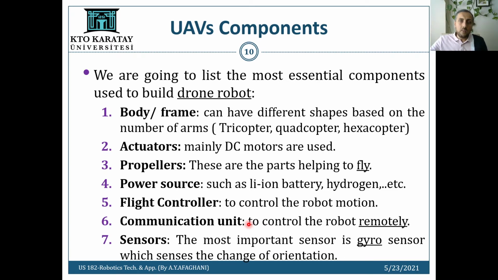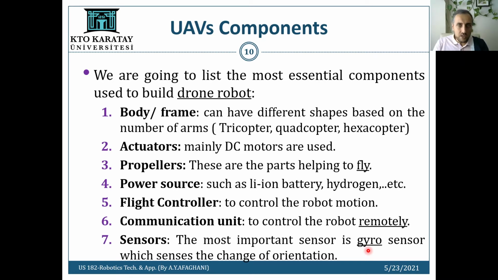So we need to get information and send information, so receive and transfer information. Because of that, we need some communication units. And for sensors, more or less, they are using a gyro sensor. Why a gyro sensor? In order to know the orientation of the vehicle itself.